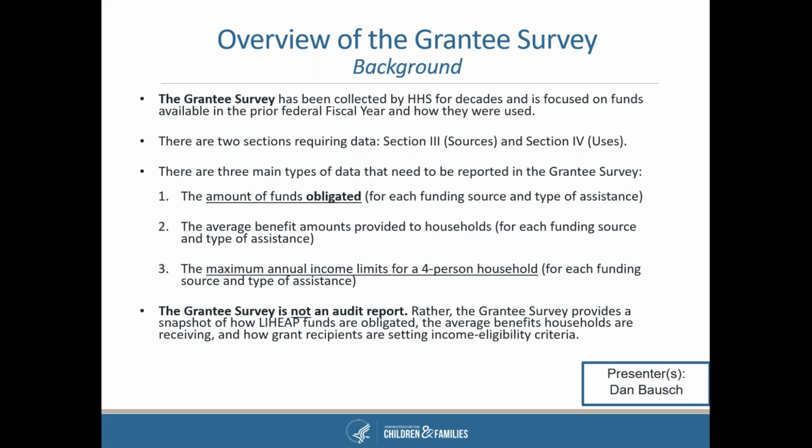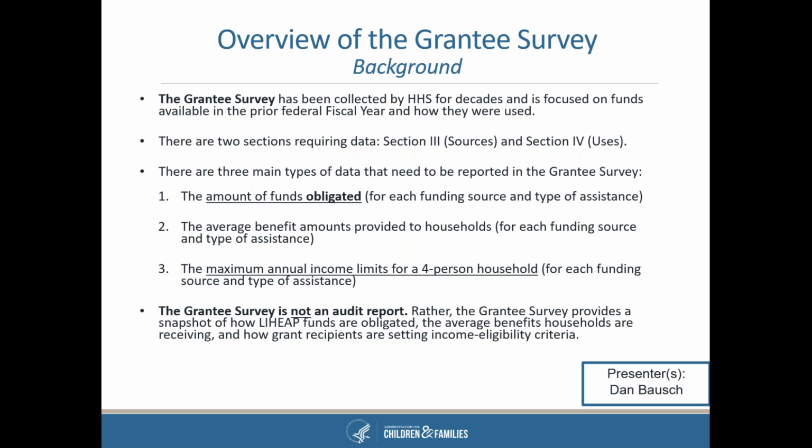So there's 2 sections in the Grantee Survey that we're going to go over today. There's one section that's all about the sources of funds that were available in 2023. So the awards you received, the funds you carried into fiscal year 2023. And then section 4 is all about how you use those available funds. And when we say use, we're focusing on the obligations. So what amount you obligated for a specific category like heating assistance or cooling assistance.